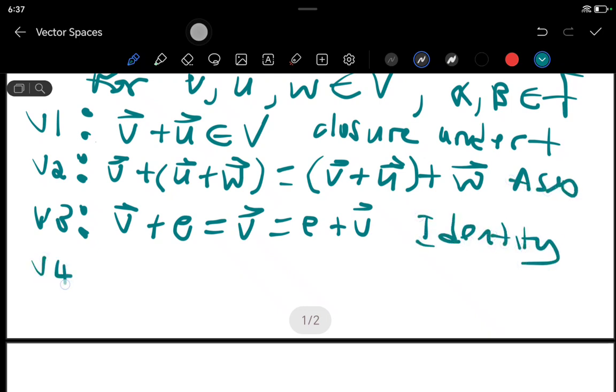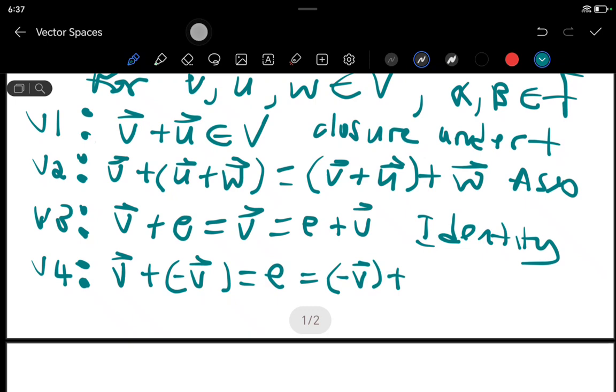And then the next one will be the inverse. Remember, for the inverse, I can take V plus minus V, which will be equal to E. And it will still be the same thing if I take minus V plus V. You see, it will still give us E, which will be for an inverse.